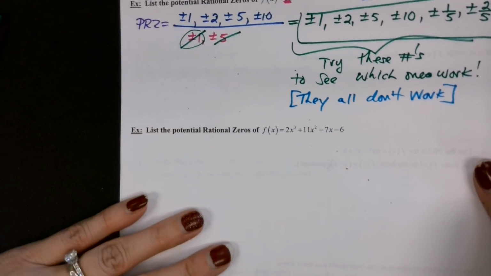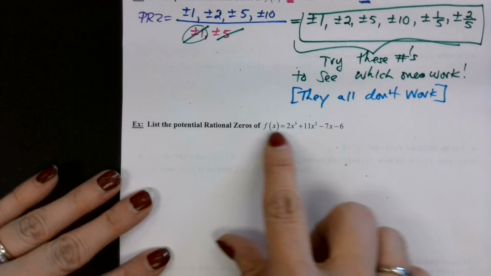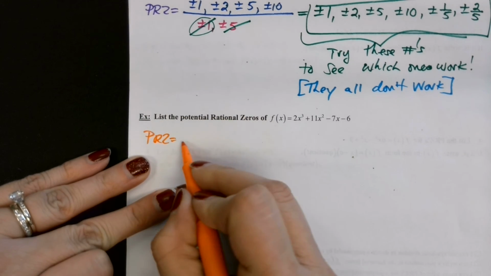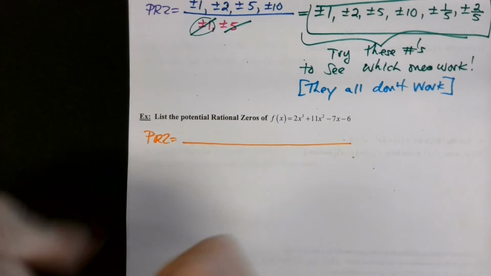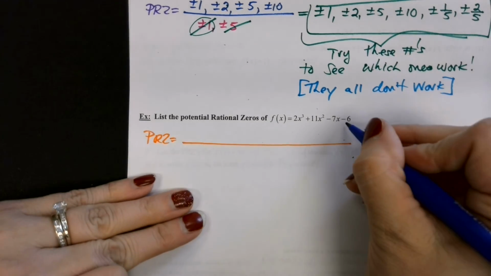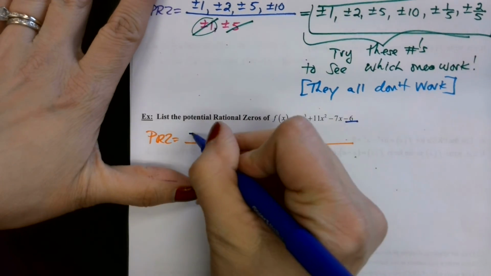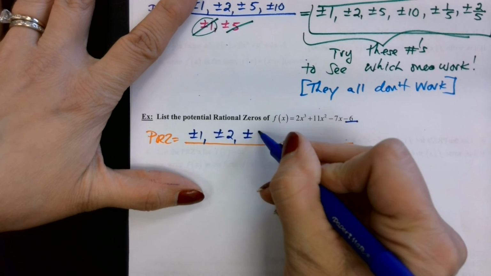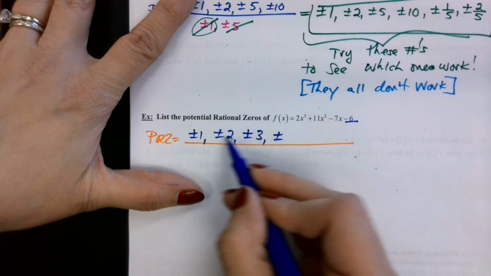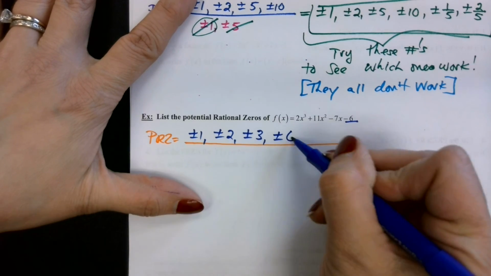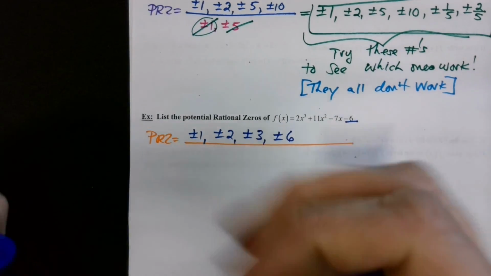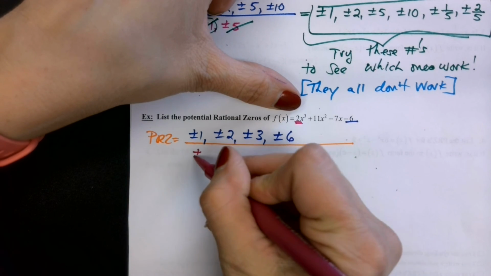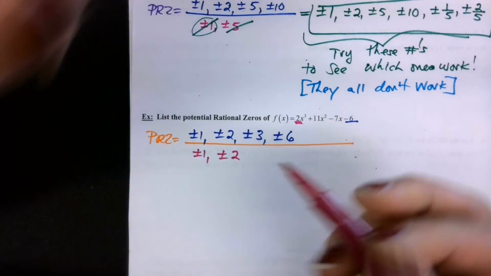Okay, let's practice again. Let's make a list of PRZs for this polynomial. In the numerator, we're going to write all the factors of our constant, which is 6. So we're going to start with plus minus 1, plus minus 2, plus minus 3. 3 goes with the 2, so then the 6 must go with the 1. And then in the denominator, all your factors of 2: plus minus 1, plus minus 2.